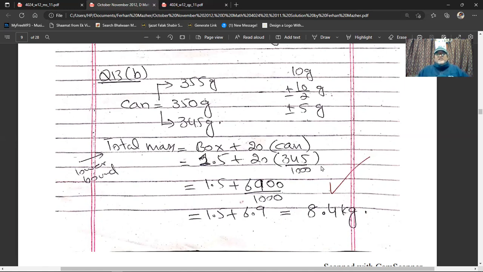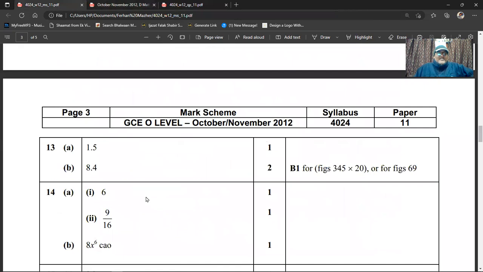So you see, I'm taking both the quantities, I'm taking their lower bound. So 1.5 plus this will become 6900 divided by 1000. So this will be 6.9 kg. And so 1.5 plus 6.9, that will be 8.4 kg. So the lower bound of the total mass of the one box and 20 identical cans will be 8.4 kg. 8.4 kg is the right answer, sir.